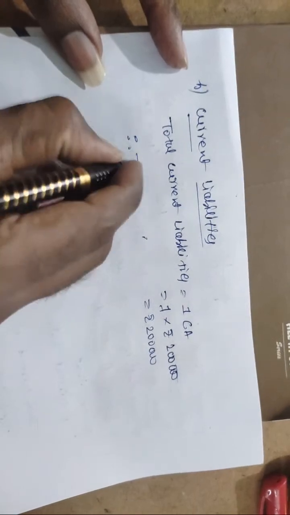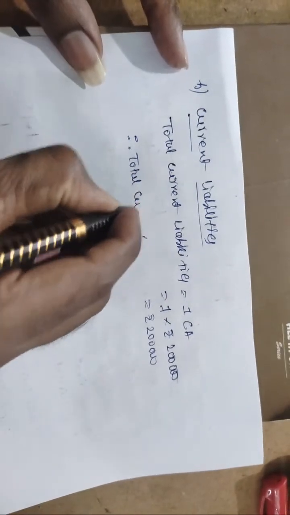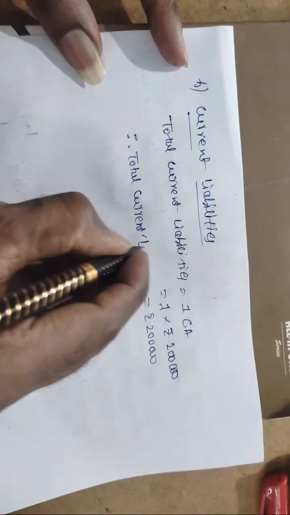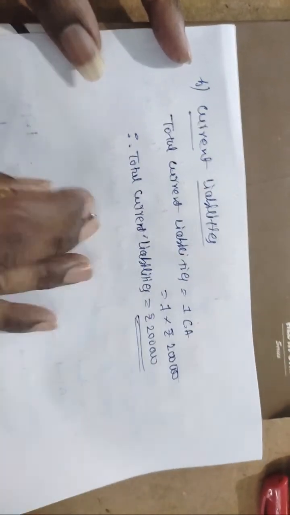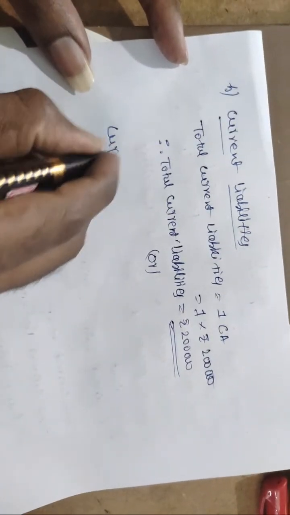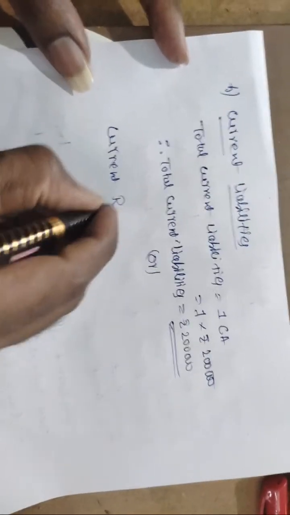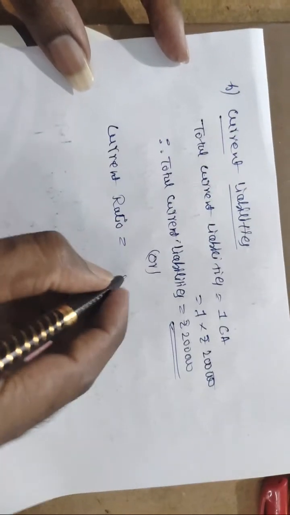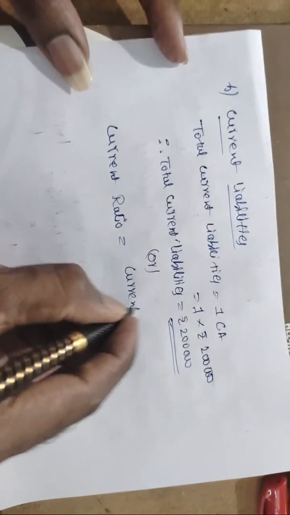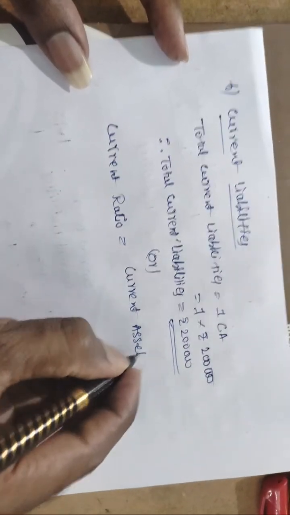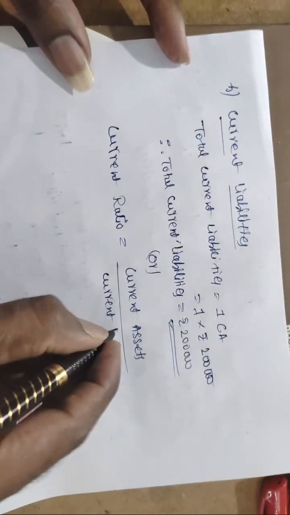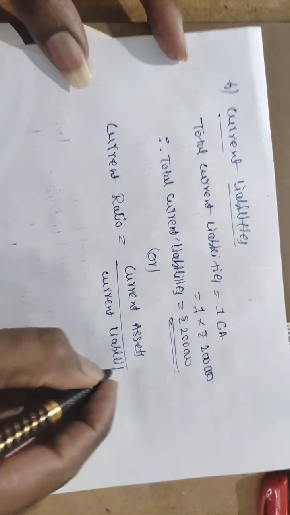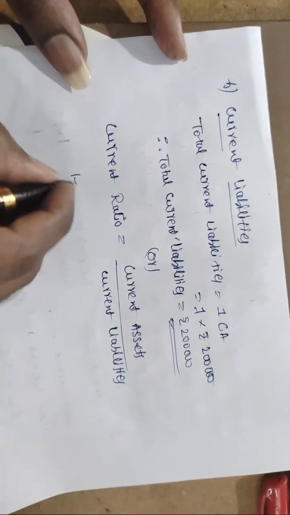Therefore, total current liabilities is 2 lakhs. Or you can find it in another way with the help of the current ratio. Current ratio equals current assets divided by current liabilities, right? Current assets divided by current liabilities.